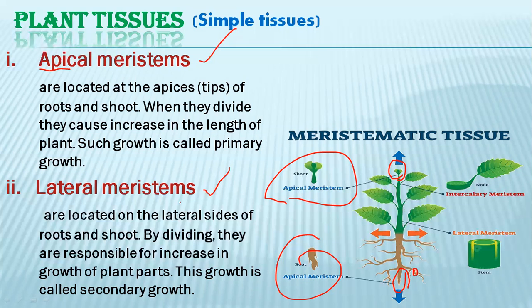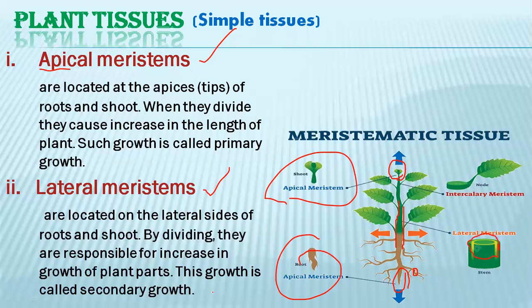Then we have lateral meristems. Lateral means at the sides. So at the sides of the plant, not just at one side, since it is round and circular, all around we can find the lateral meristems. What does it mean that they are found in the lateral? They are also dividing, so they increase the width and breadth of the plant parts. They are responsible for increasing the growth of the plant parts.